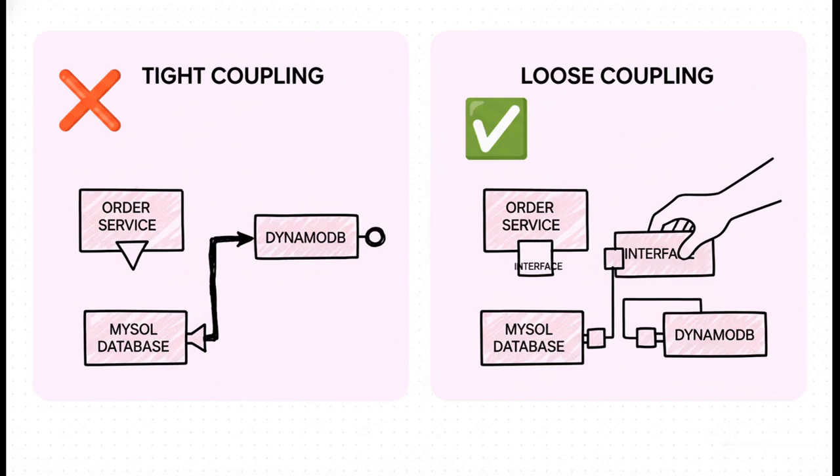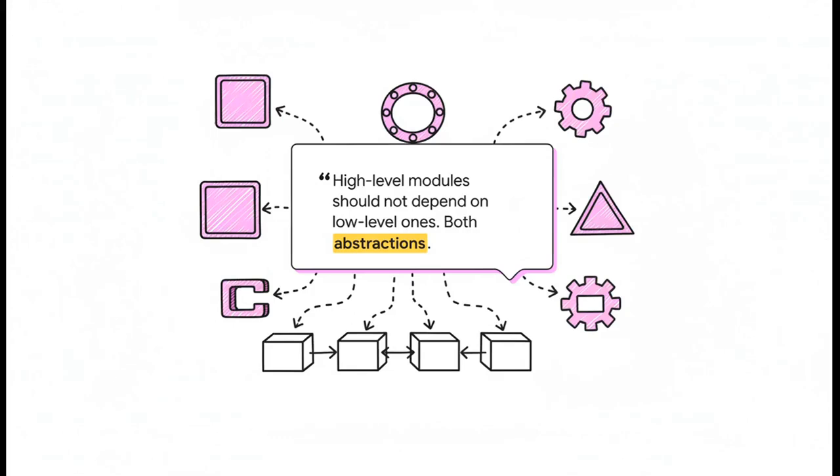But on the right, the order service just depends on an abstract interface. We can plug in MySQL or any other database we want without ever touching the order service itself. And that's the big takeaway. By depending on abstractions or interfaces instead of concrete implementations, we create this awesome, flexible, plug-and-play architecture. It's so much easier to maintain and test down the line.